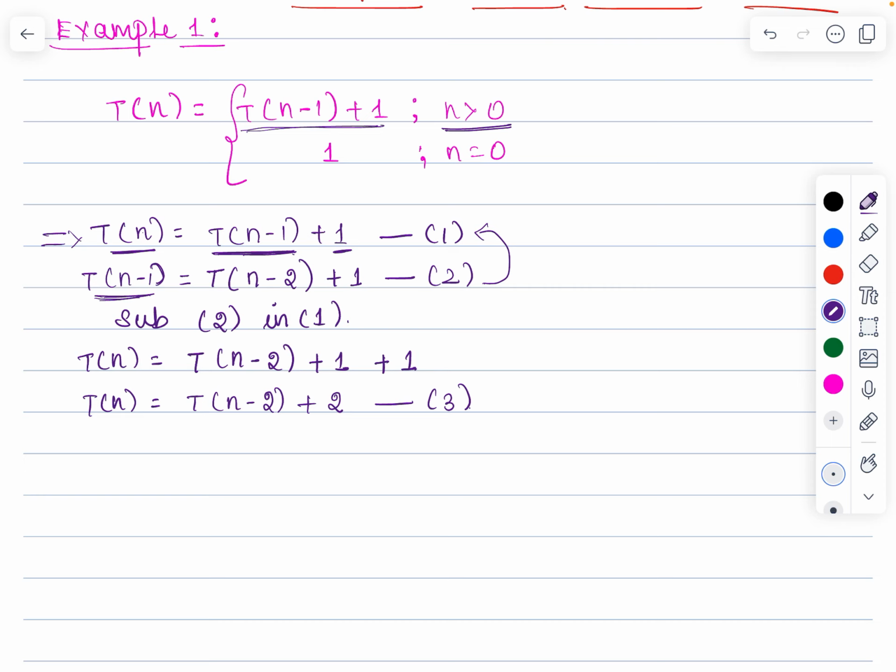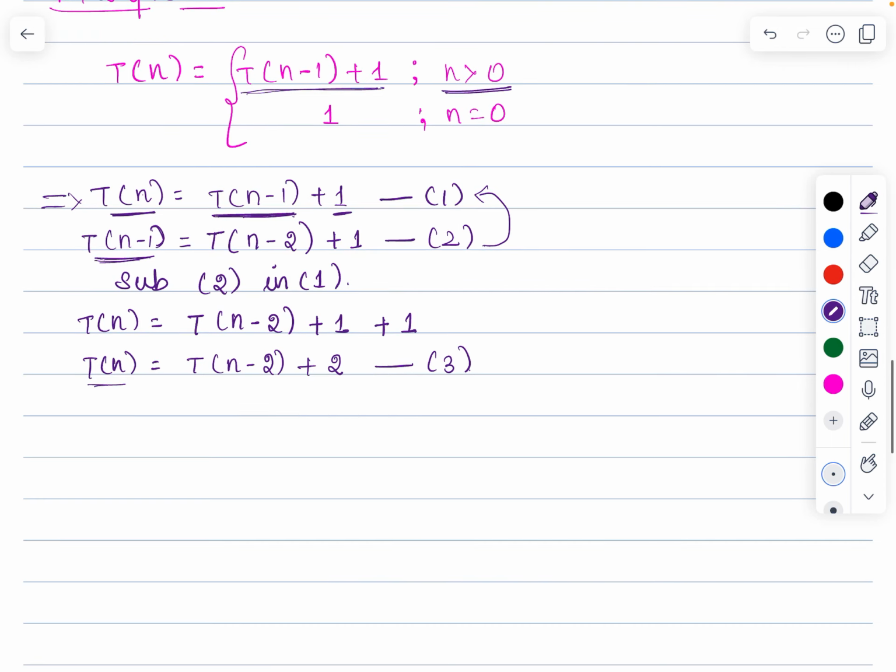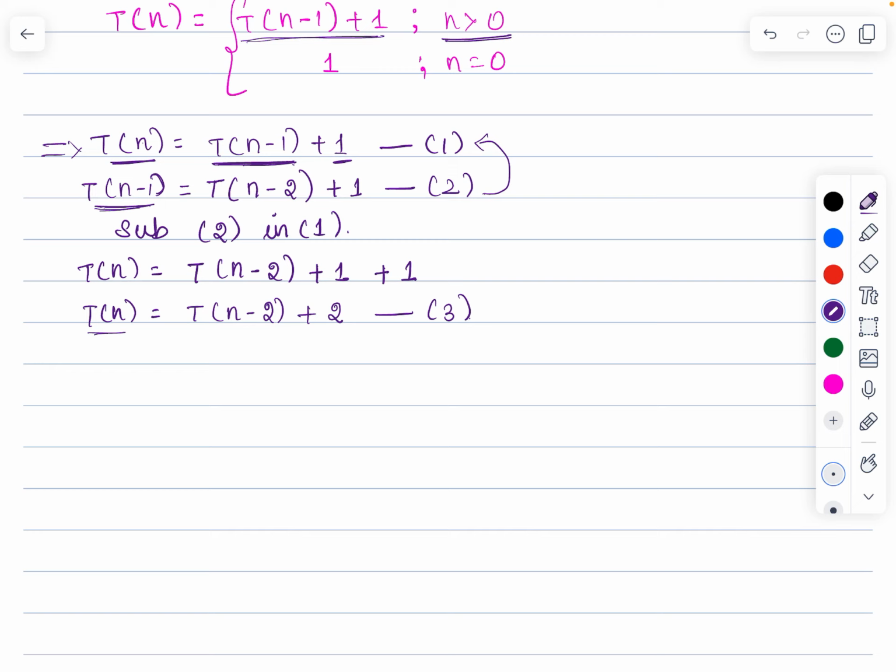Again you have T(n) here. If you want to derive the complexity, again you need to know this recursive function, what T(n-2) is. Find out what T(n-2) is. Again in the place of n, you substitute n-2 in this equation. So T(n-2) equals T(n-2-1). In the place of n, we are supposed to substitute n-2, so n-2-1 is going to be n-3, plus 1.